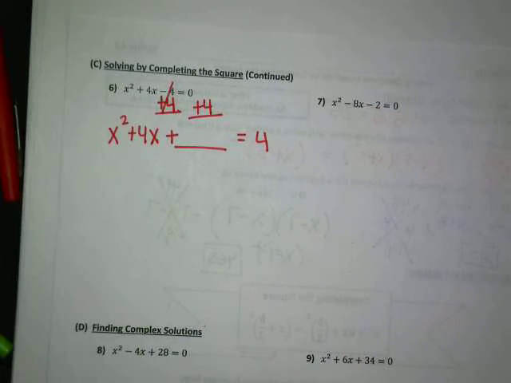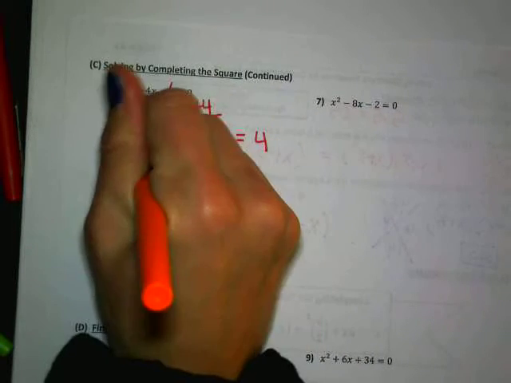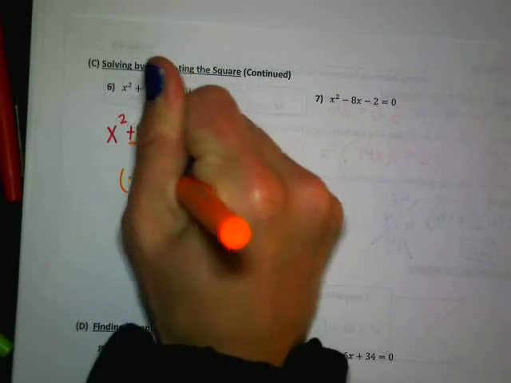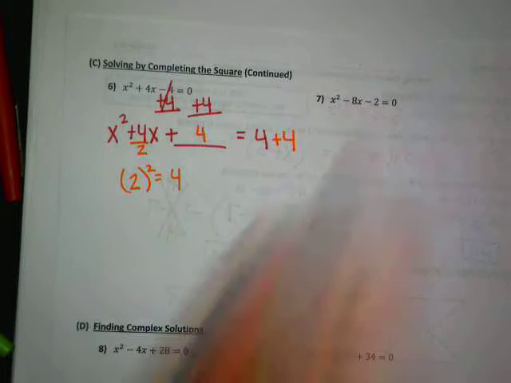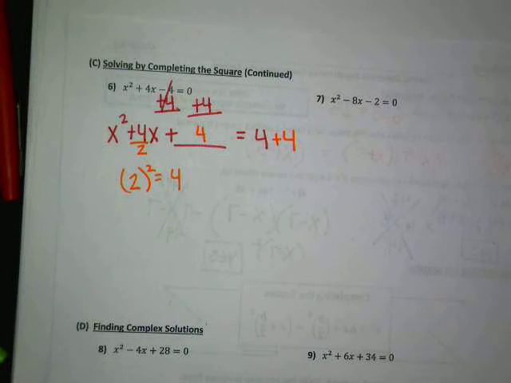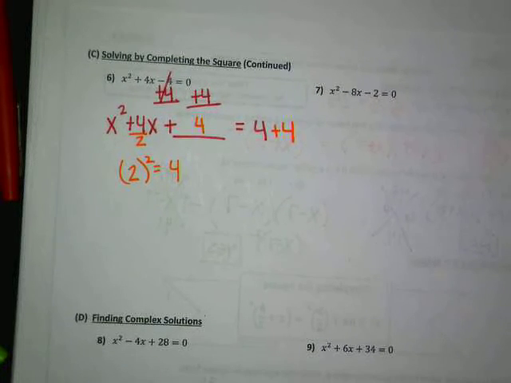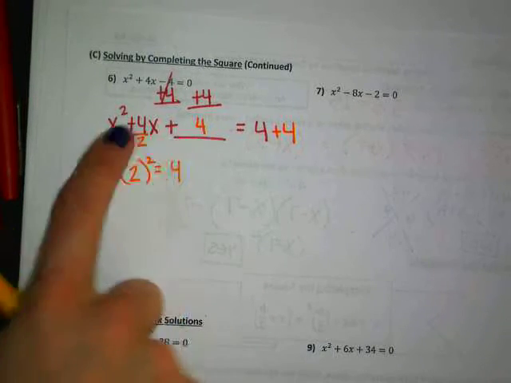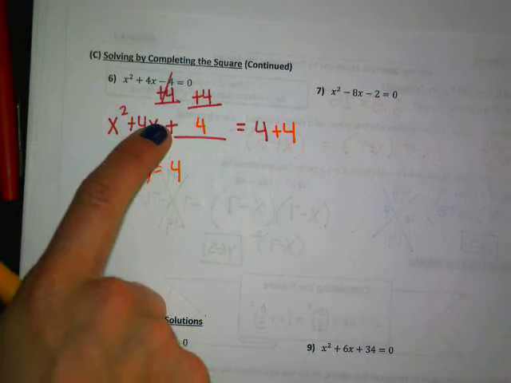Then divide by 2, which is 2. Good. All right, so our magic number is 4. Make sure you add 4 on both sides. Yes, very good. Factor.